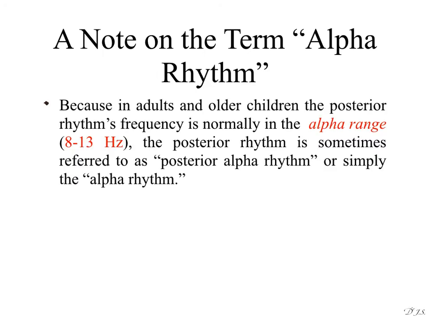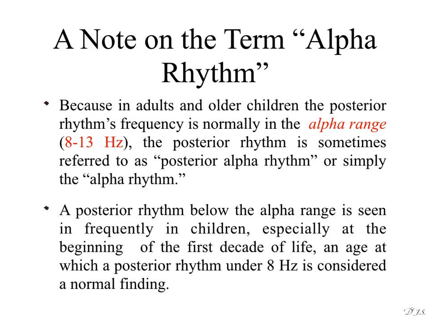Because in adults and older children the posterior rhythm's frequency is normally in the alpha range, 8-13 Hz, the posterior rhythm is sometimes referred to as posterior alpha rhythm or simply the alpha rhythm. A posterior rhythm below the alpha range is seen infrequently in children, especially at the beginning of the first decade of life, an age at which a posterior rhythm under 8 Hz is considered a normal finding.